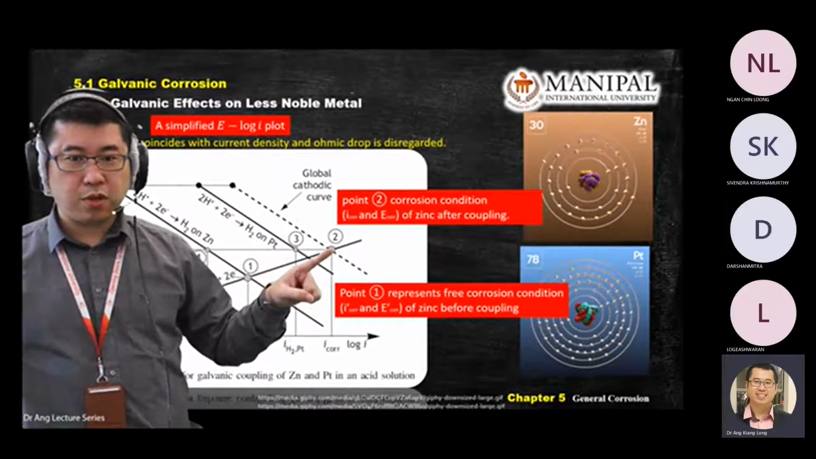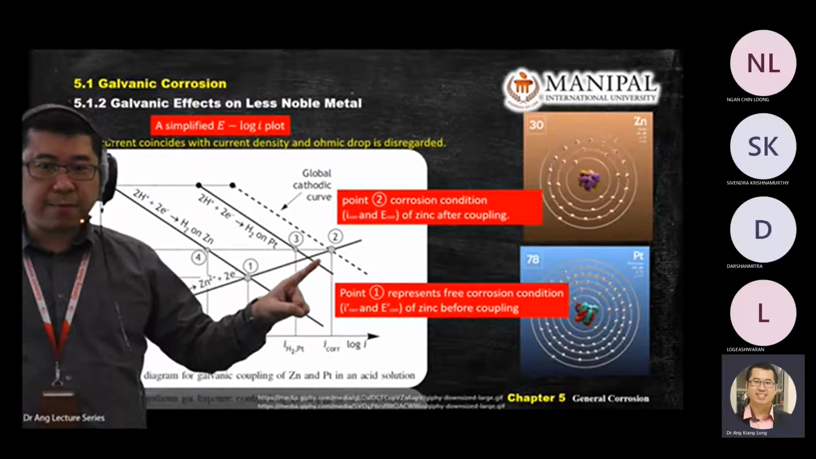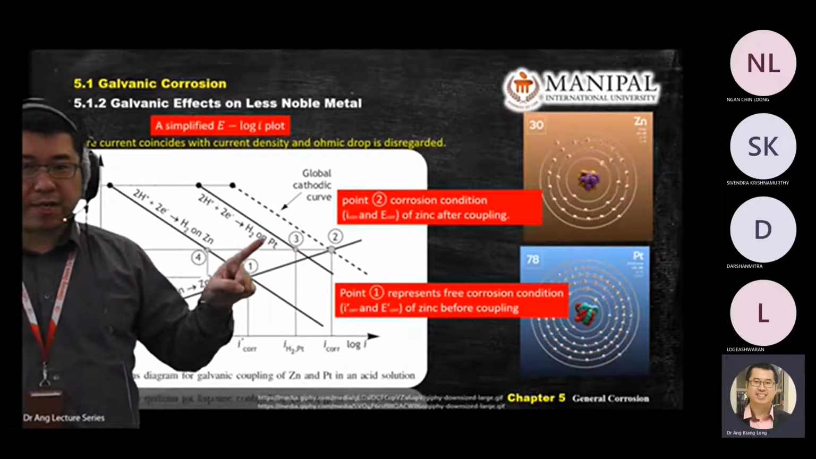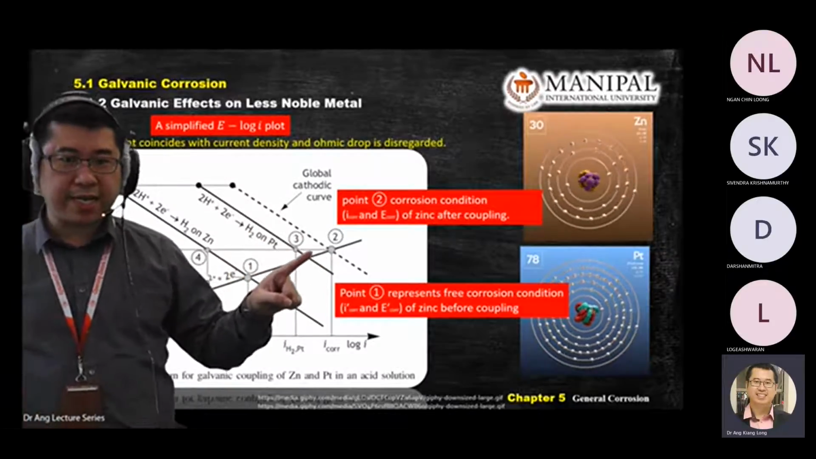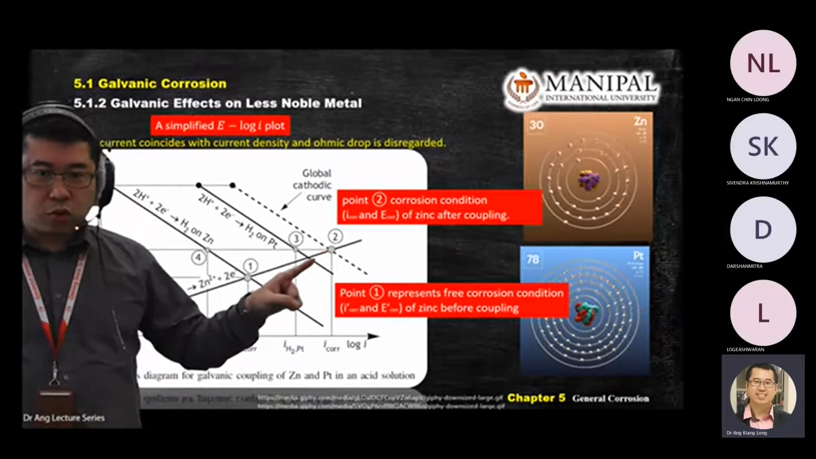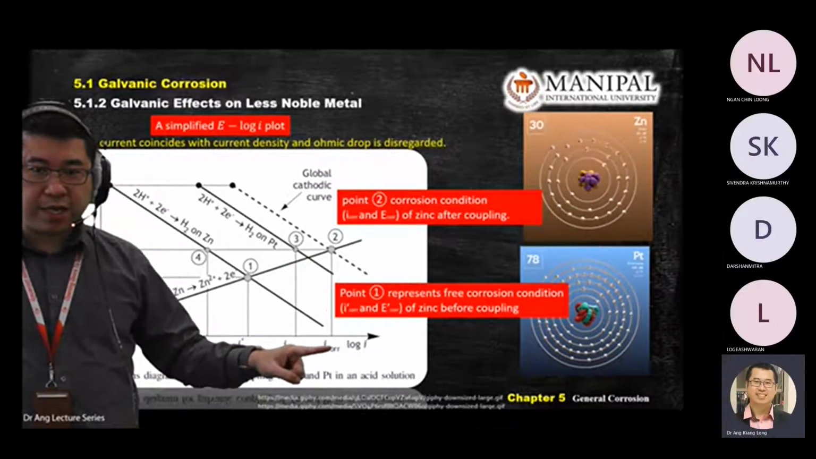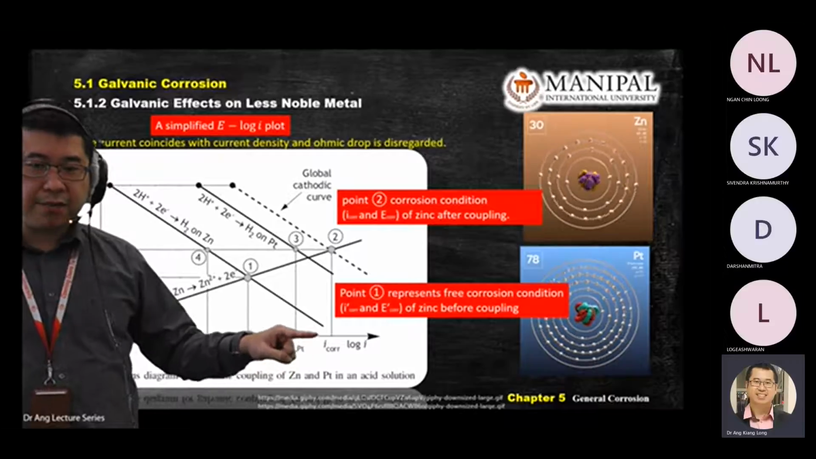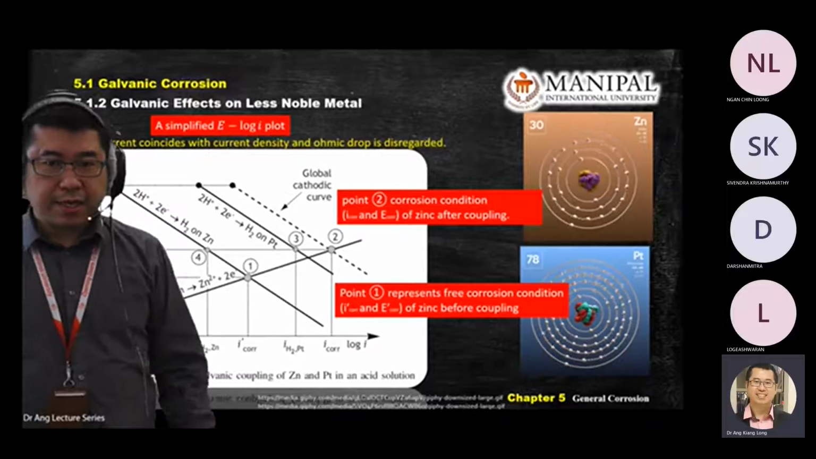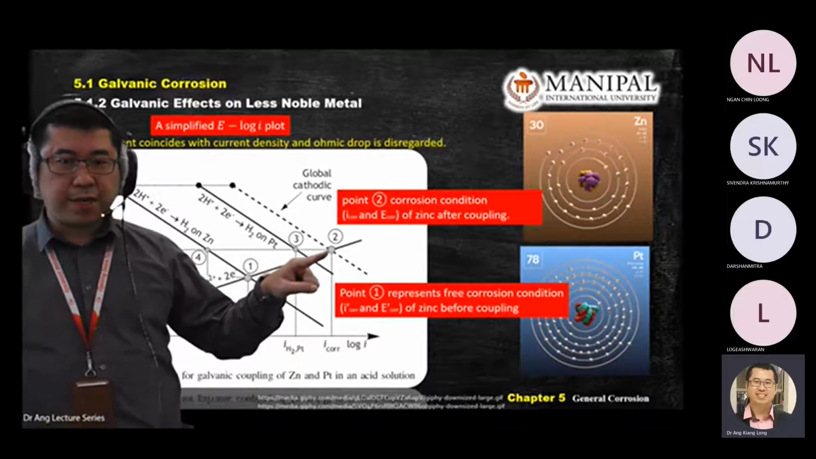For point number two, you go a little bit higher, to a point higher than the platinum level here. You go to any place higher than this point, then you pick number two. Use your ruler again to make a dash line over here, and label this as corrosion rate after coupling. And then after that, you stop here.